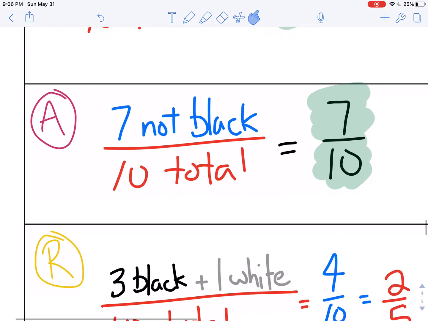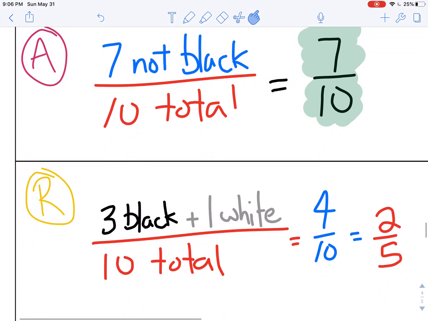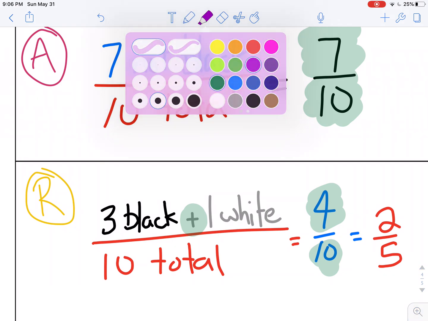Going down to the one below that. This was the probability of getting black or white. So remember from last week, you win $5 if you draw a black marble or if you draw a white marble. So that's why this plus is in there. So there are actually 4 ways out of 10 to win. So the correct answer is 2/5.